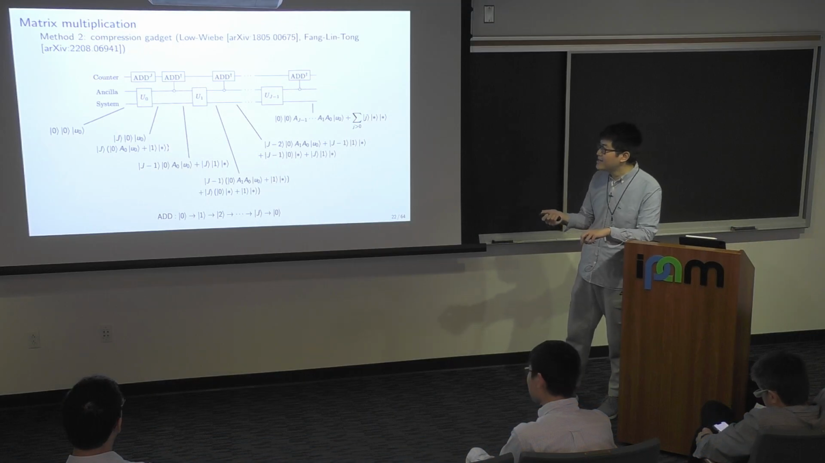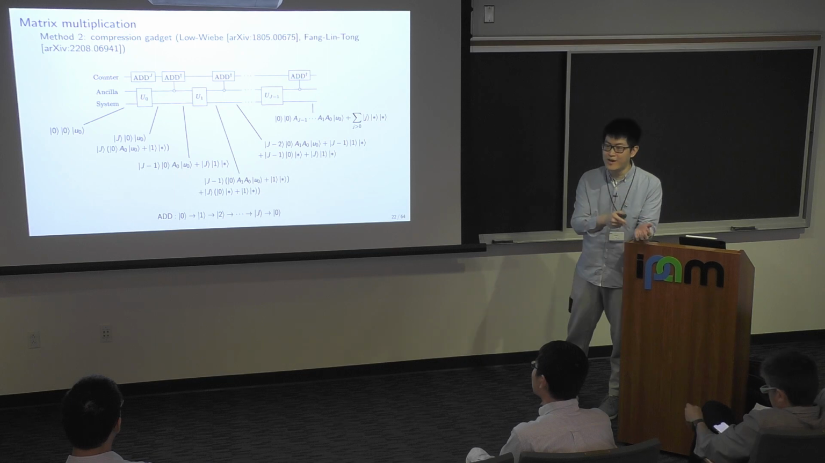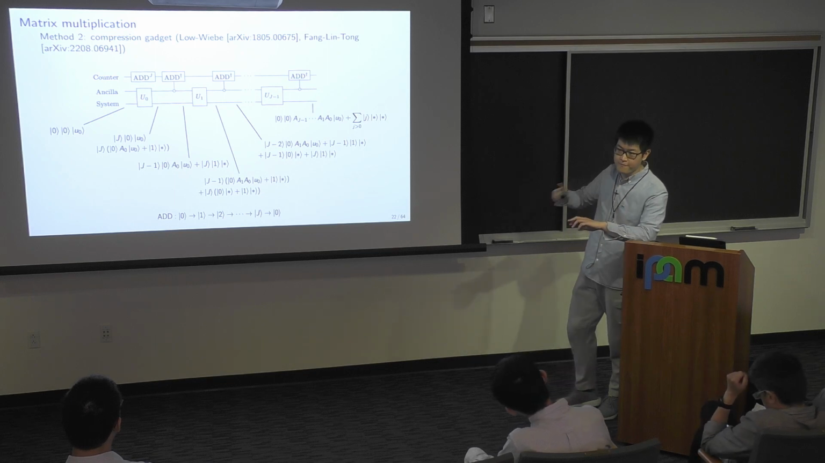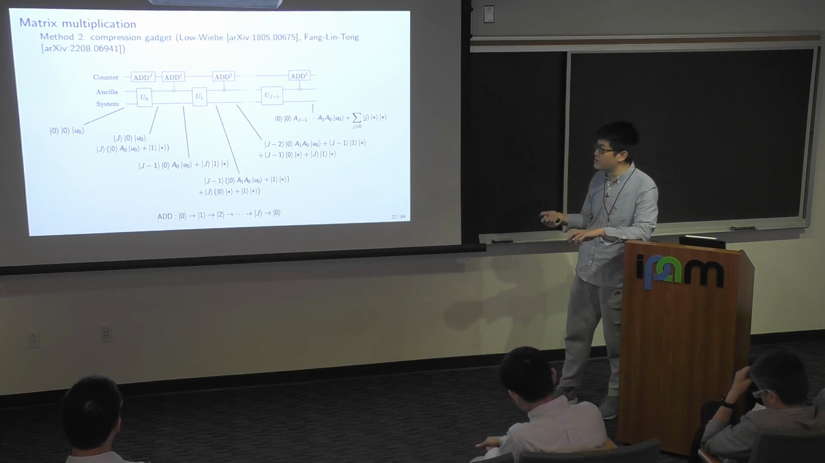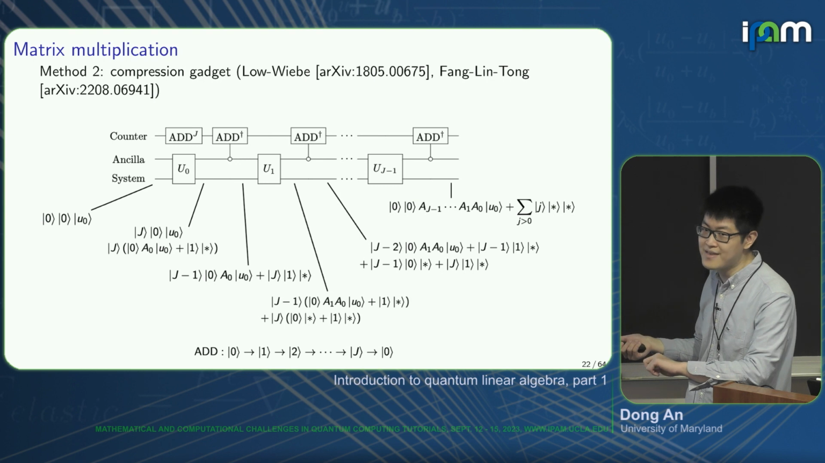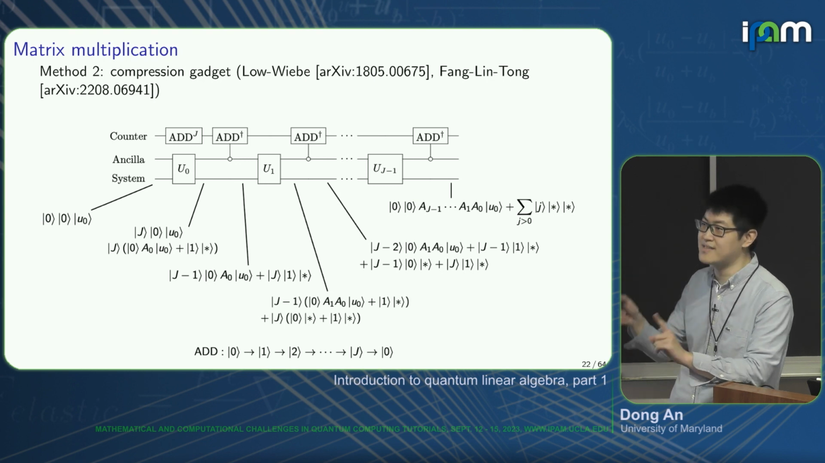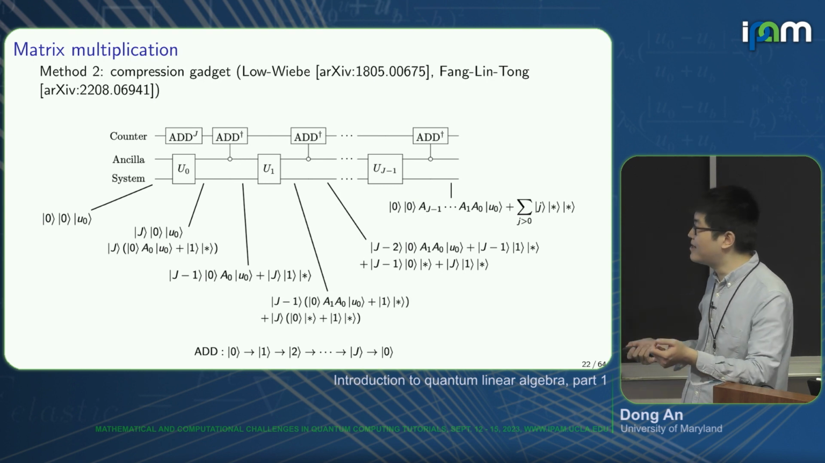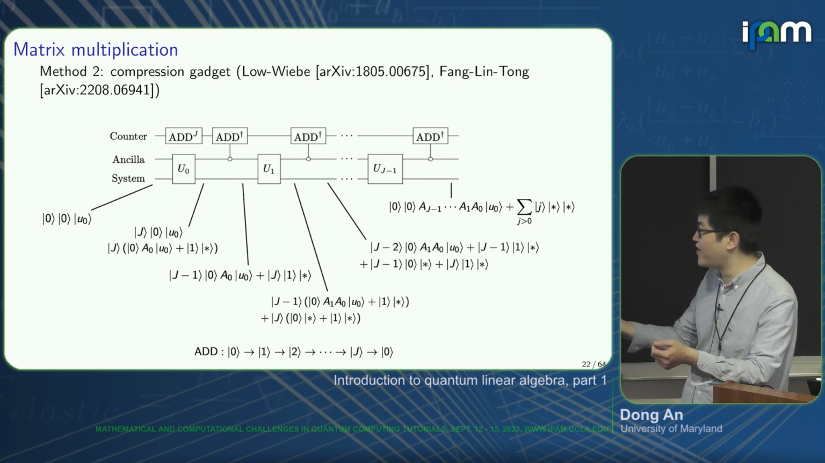That is because in the first step, the information of success or failure is contained in this ancilla register, which will be destroyed later. But before we perform the next application of the block encoding, we transfer this information back to the counter register, which means that if this counter register is j minus 1, then it was a success in the previous step. And if it is j, then it was a failure.